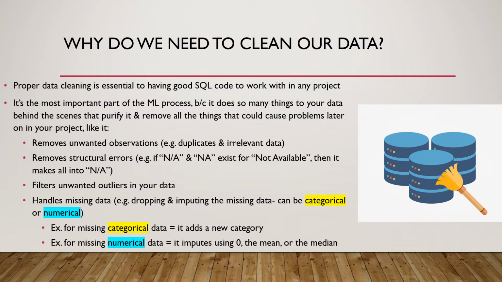It handles missing data, like dropping and imputing the missing data, which can be categorical or numerical. An example for categorical data is it adds a new category. And an example for missing numerical data is it imputes using 0, the mean, or the median.